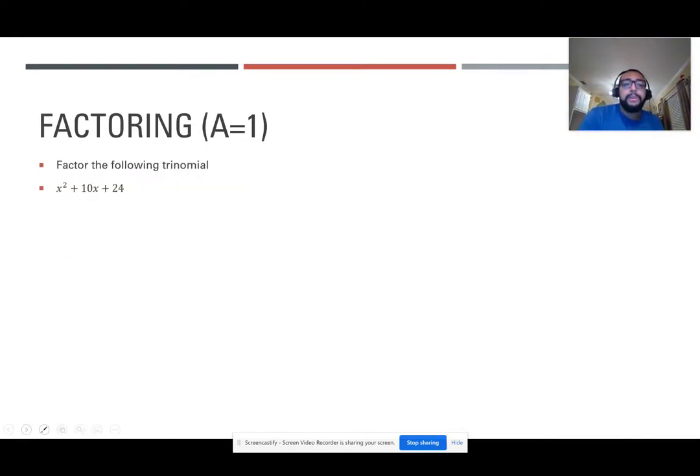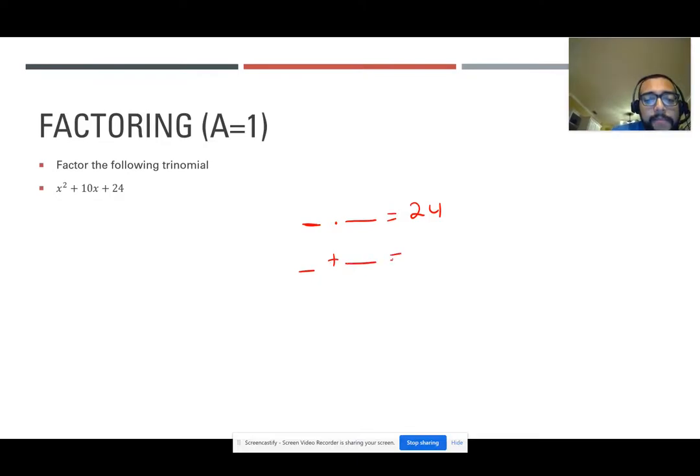Now, I think I have an example here. I have an example, okay? So I want to get two numbers such that when you multiply them, you get 24. You'll see me do this here. When you multiply, you get 24. And when you add them, you get your b value, which is 10.